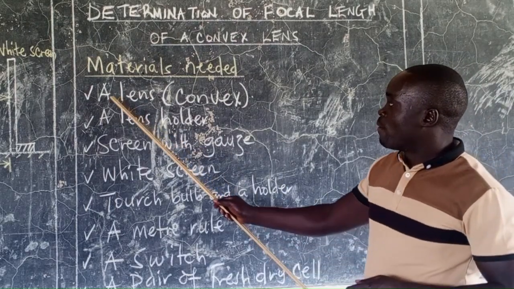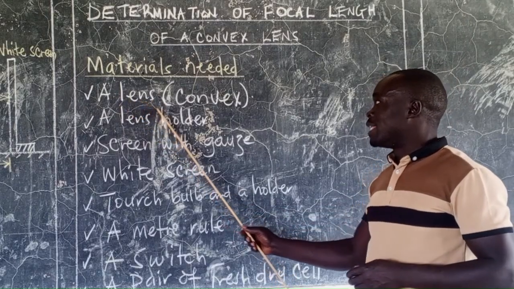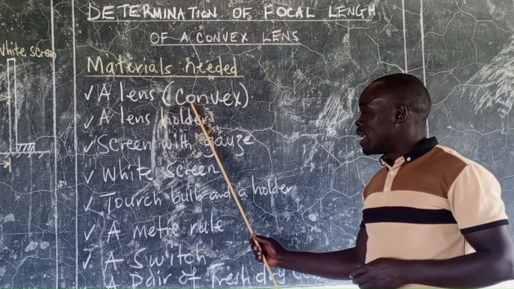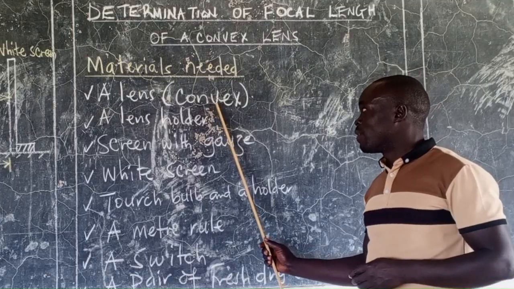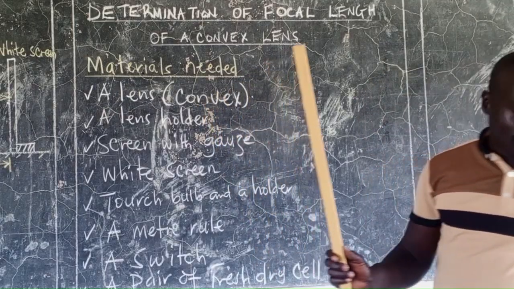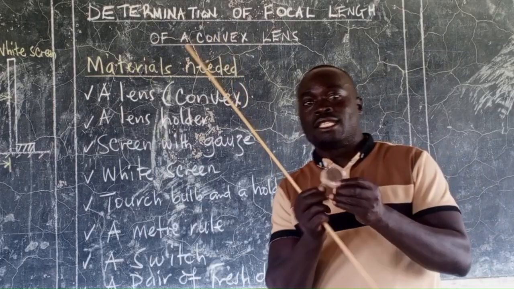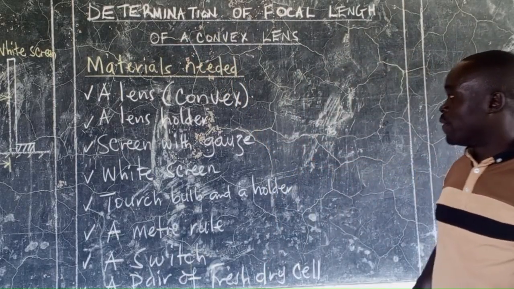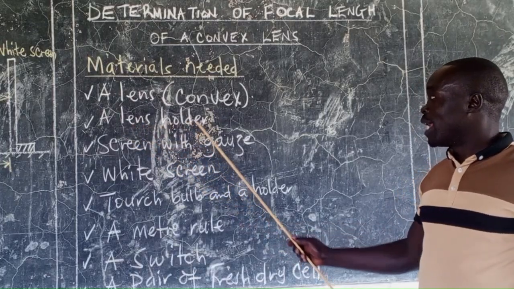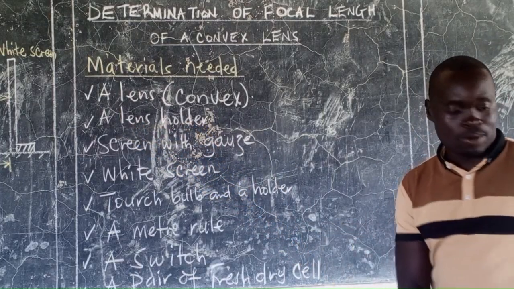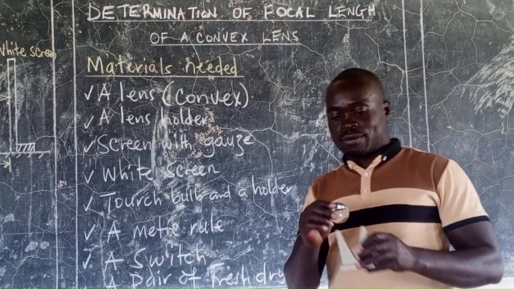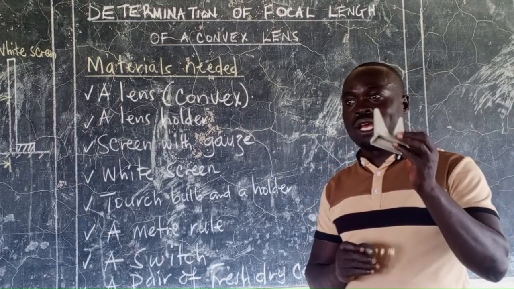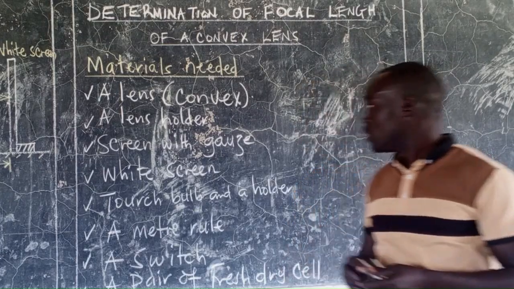One, we need to have a lens, and the lens that we should have is supposed to be a convex lens, and this is what we call a convex lens. Then also we need to have a lens holder, which will help to hold our lens, and this is the lens holder that we shall be able to use.